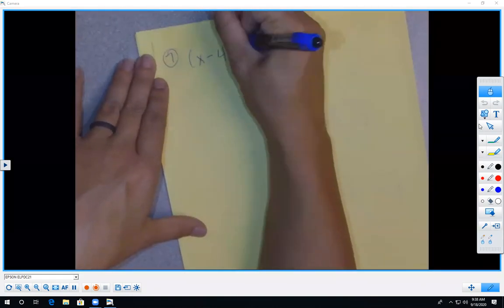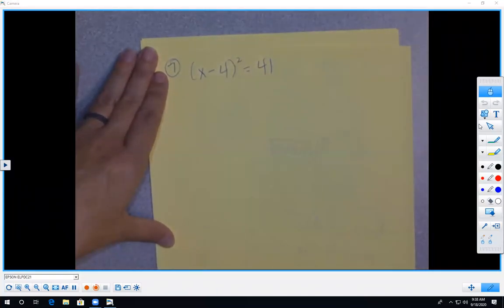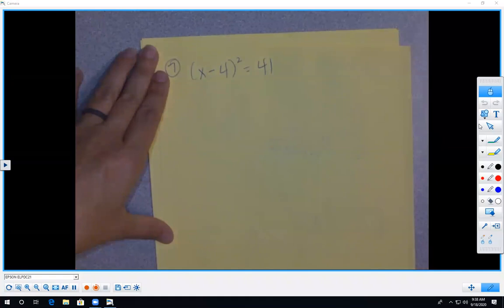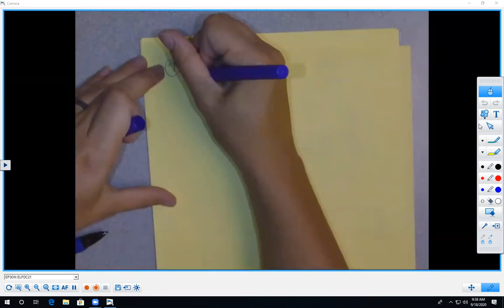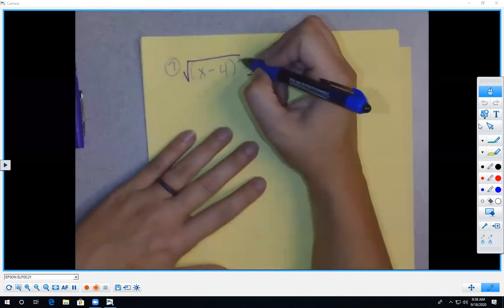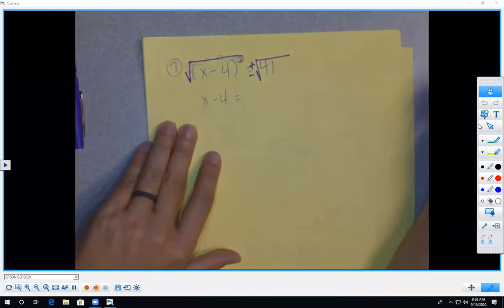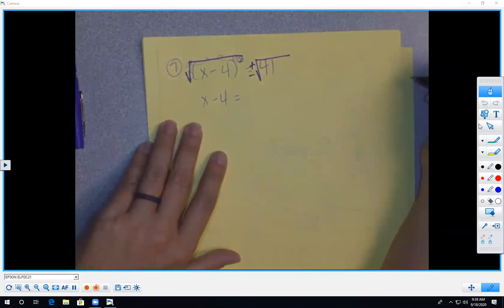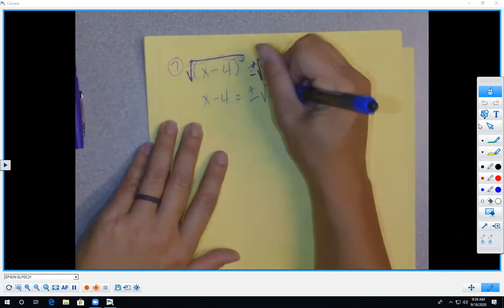x minus 4 squared equals 41? What's my first step here? I still take the square root first. Don't forget your plus or minus. So the square root and square undo each other. I'm left with x minus 4. Can you take the square root of 41? Can you break down 41? I think it's a prime number, so I think that's it, just the square root of 41.